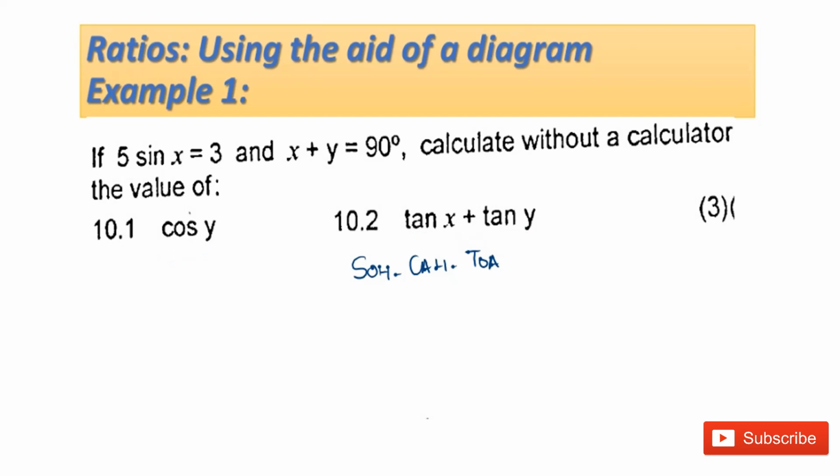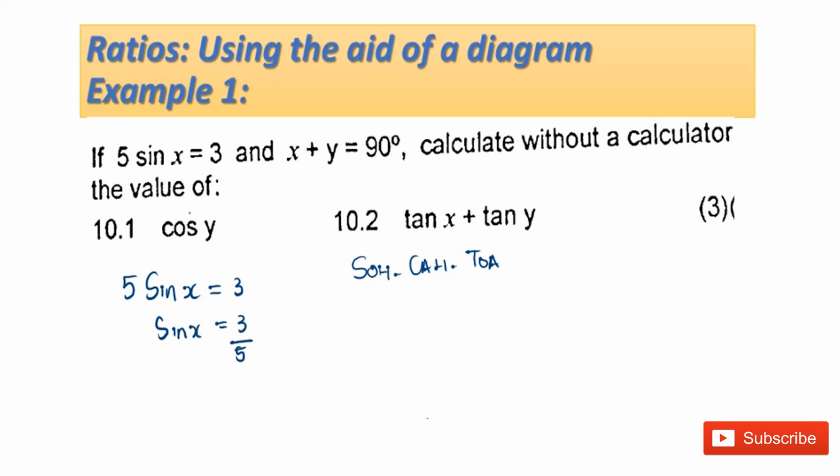Let's start off by isolating sine of x. You're given 5 sine of x is equal to 3. To isolate sine of x, or to have sine of x on its own on the left hand side, we can just divide by 5. So you have sine of x is equal to 3 over 5.